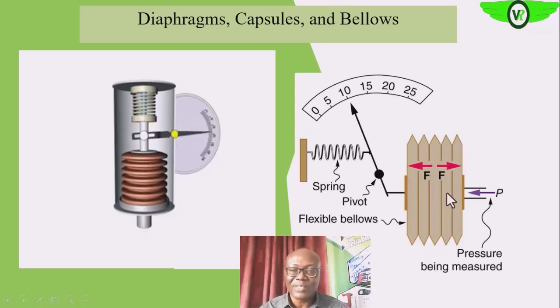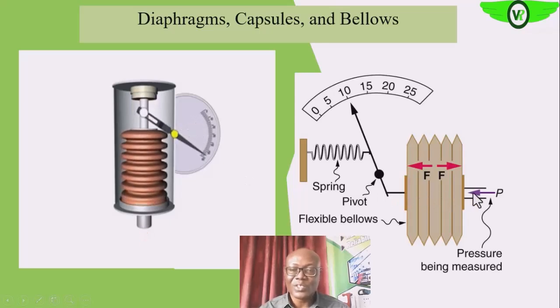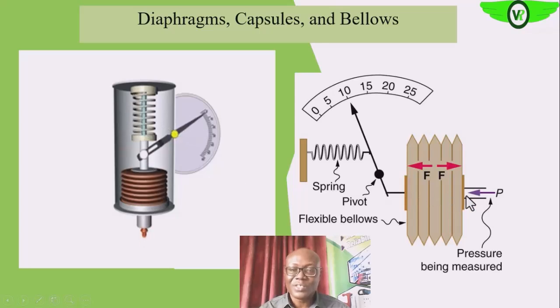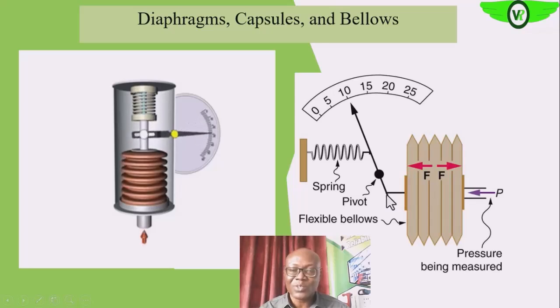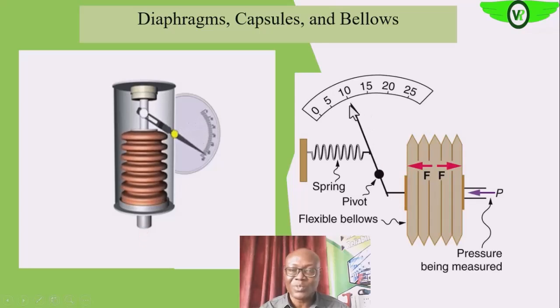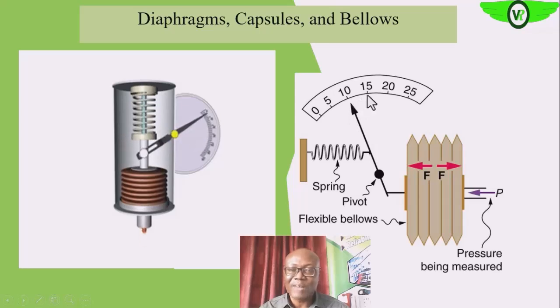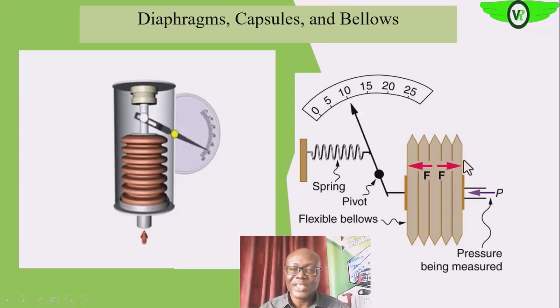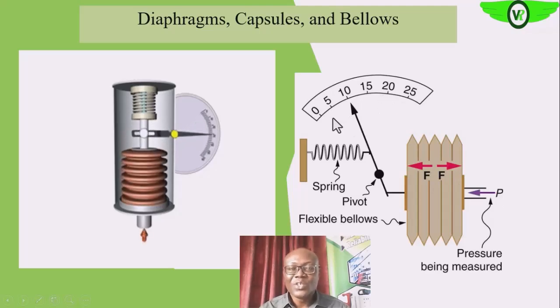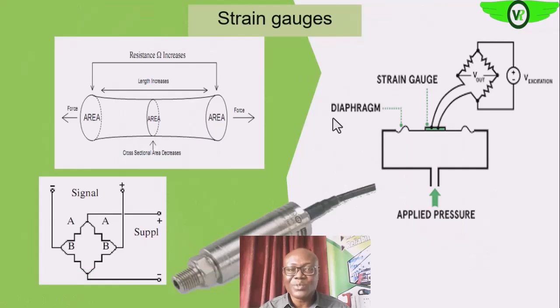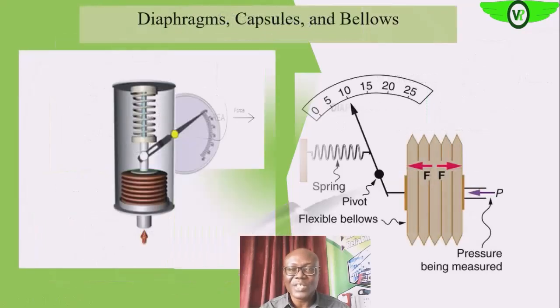That is what we have here too. Okay, so the pressure increases, stretches the bellow. That bellow movement is transmitted to the movement of this spindle, and thus we have the pressure on the line registered on the pressure. So these are very simple pressure sensors.